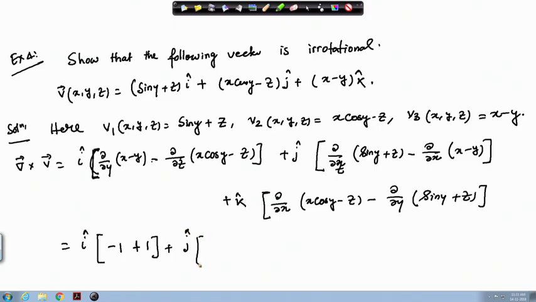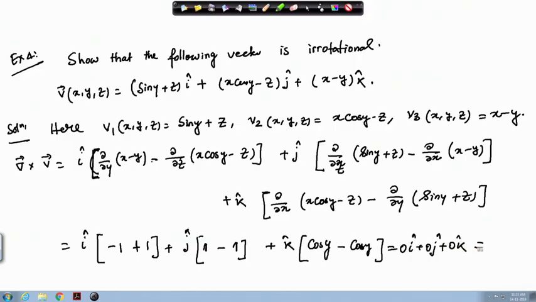Now, j times del z of sin y plus z. So, sin y is constant when we are differentiating with respect to z, and the partial derivative of z with respect to z would be 1, minus del x of x is 1 and del x of y is 0. And k times del x of x cos y will be cos y, and del x of z would be 0, minus del y of sin y will be cos y and del y of z would be 0. So, basically we have 0, 0, 0. That means we have 0 times i plus 0 times j plus 0 times k. So, ultimately we obtain a zero vector.